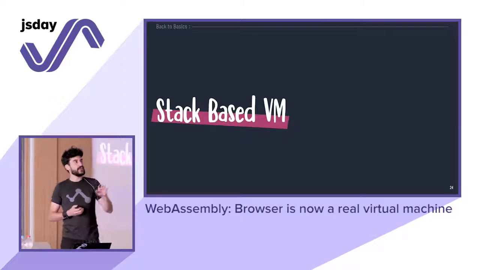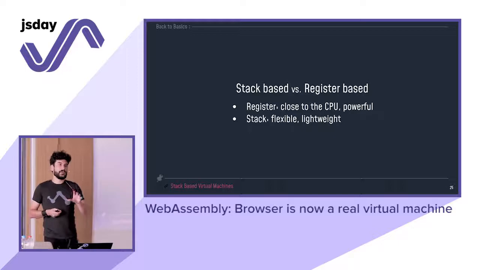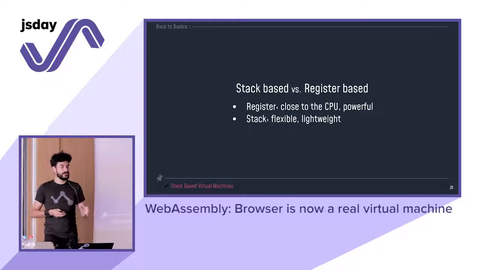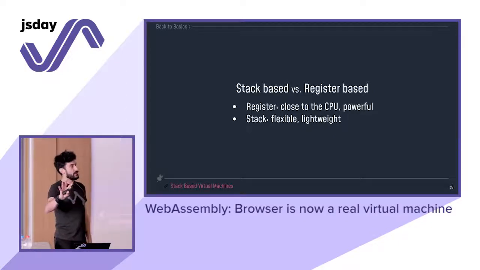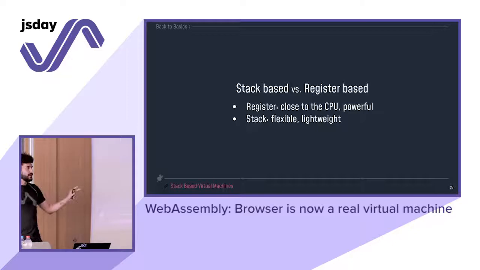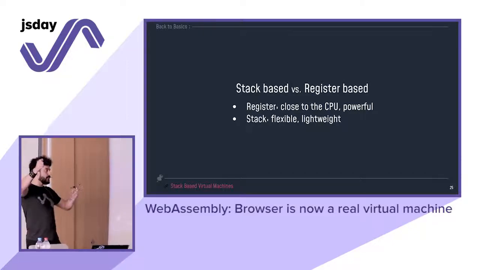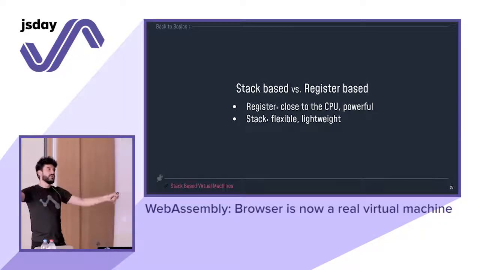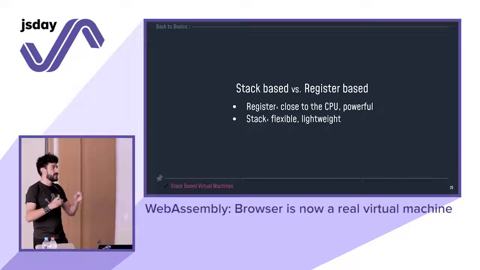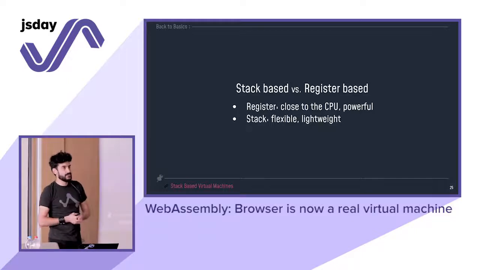First, I need to explain what a stack-based VM is. You've got two kinds of virtual machines available to run your code. You've got stack-based VMs and register-based VMs. Register VMs have a lot of registers for instructions and the state of your memory, and there are a lot of pointers. This is really fast and really efficient because it is really close to your CPU, but it's really complex to implement and to distribute.